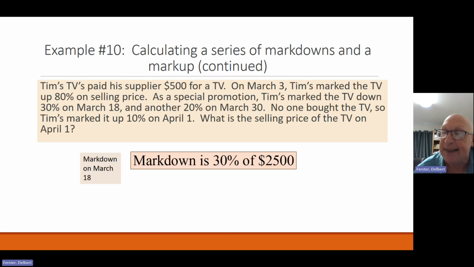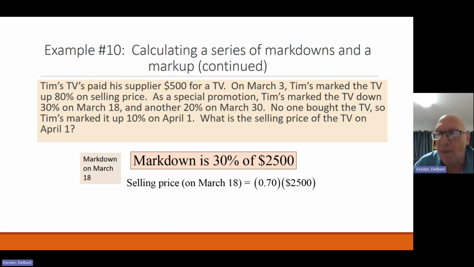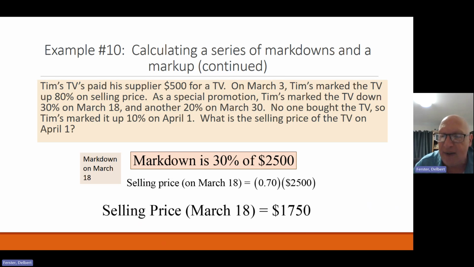So he's going to mark it down 30%. So if you and I were to walk into that store, we would still pay 70%. We've done this complement trick before. I think it works pretty slick here, so I'm going to advertise that as your method of solution. We're going to find that new sale price on March 18th by simply taking 70% of the $2,500. So if we walk in there on March 18th, that TV at Tim's will now be selling for $1,750. And that represents a 30% markdown on the price that was initially $2,500.